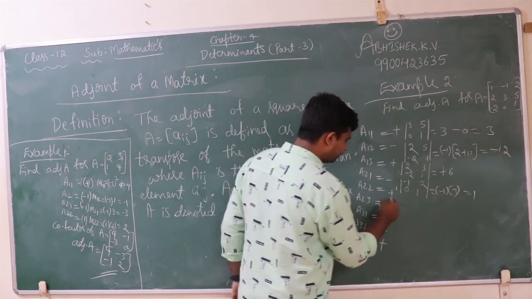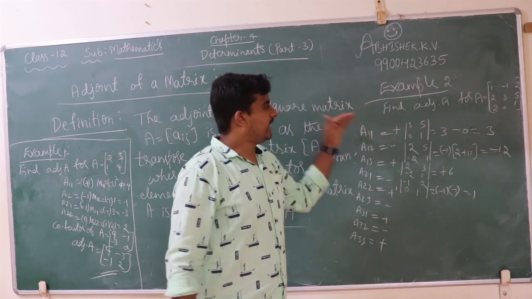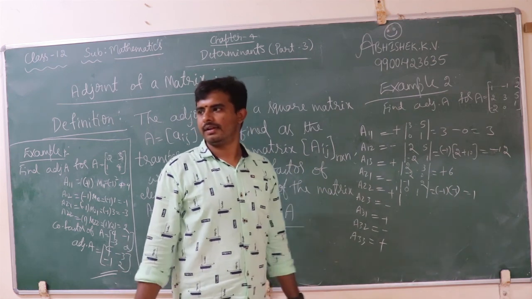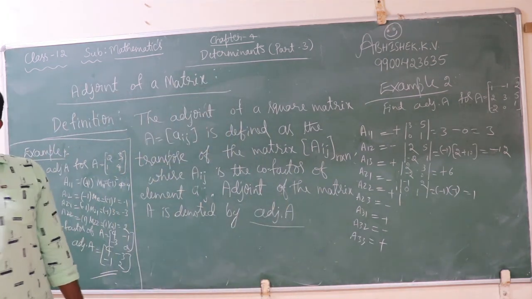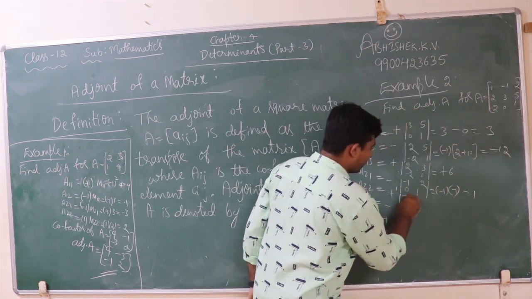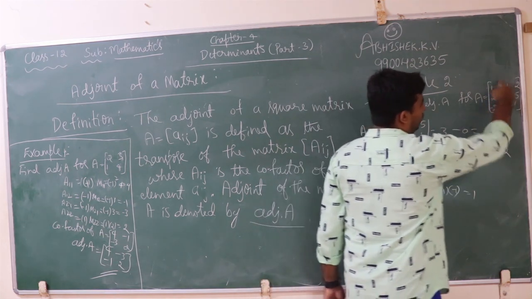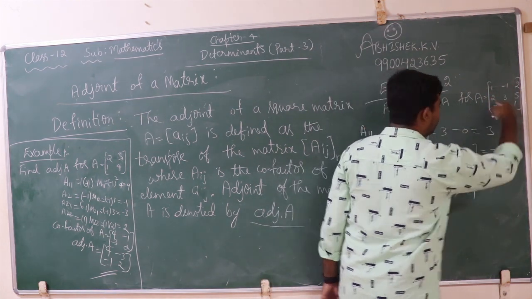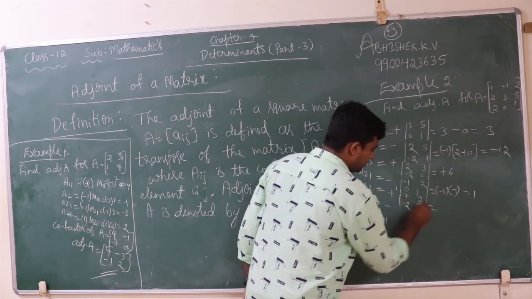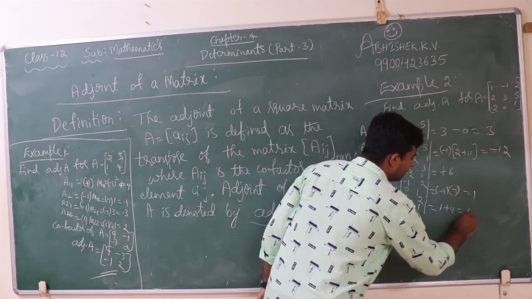Then A22, second row, second column. We are remaining with 1, 2, minus 2, 1. This is equal to what? 1 ones are 1. Minus into minus, plus 4. This is equal to 5.